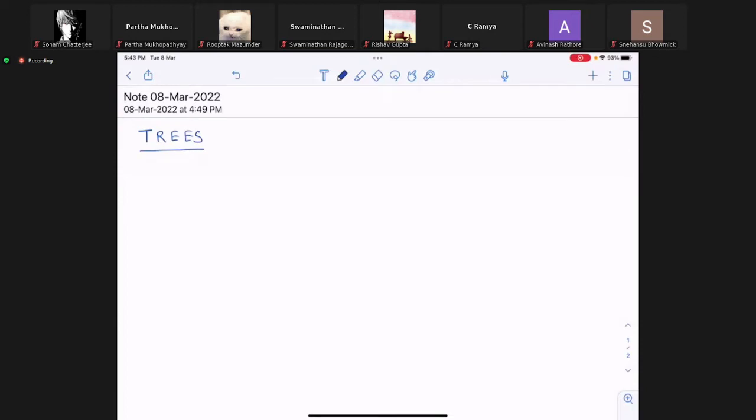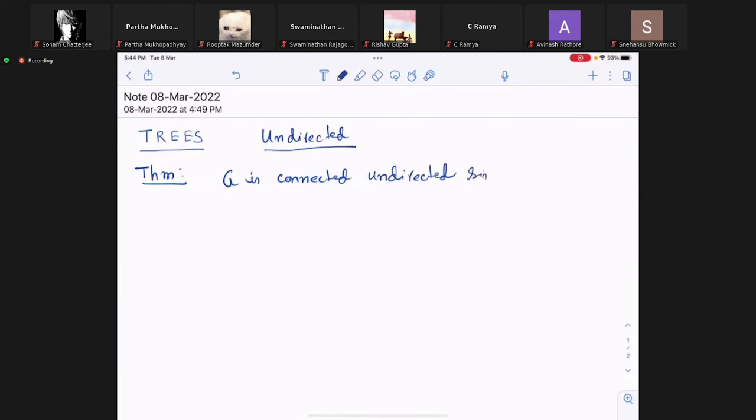So let's do some definitions and basics. Let me just straight away write the first theorem. Not everything will be basics. I'll start with some very simple things and then I'll go to some more advanced. So all the graphs I consider in these lectures are undirected. So G is a connected undirected simple graph. Simple graph means there are no self loops.